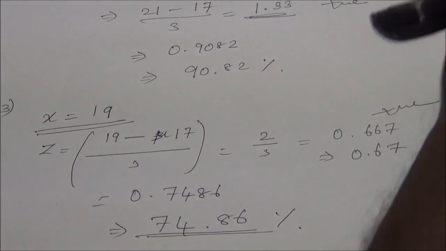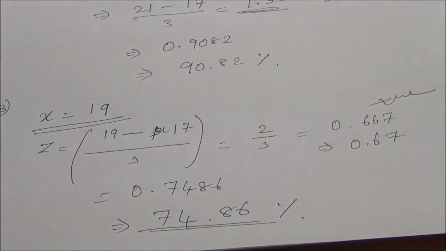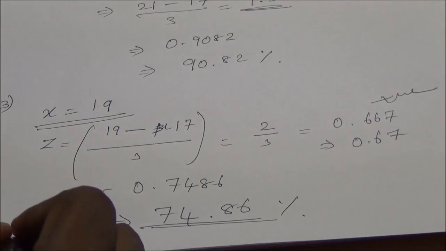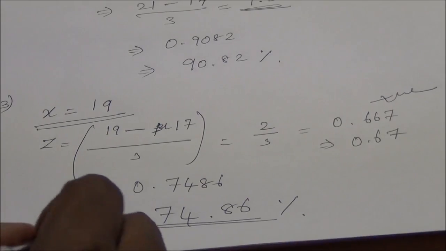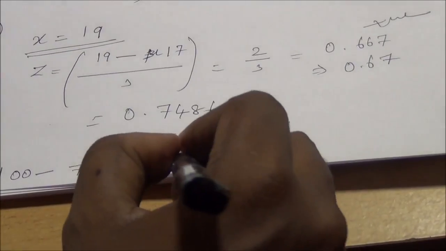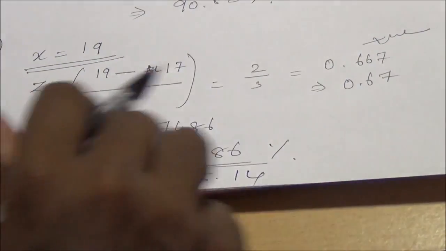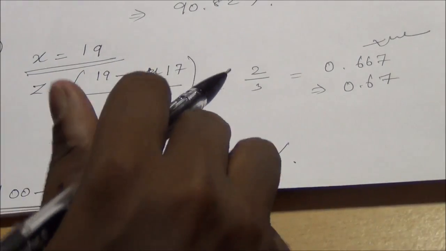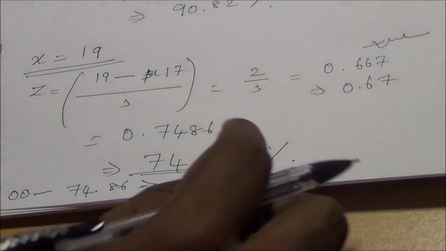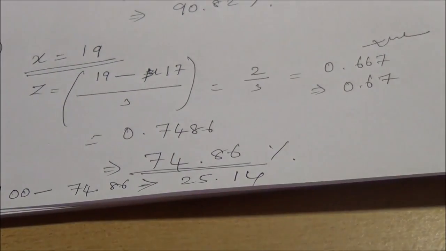And what they have asked is the probability that the completion time is not 19. So what you can do is subtract it from 100%, 100 minus 74.86. The result is 25.14. The total probability is 1, or you can subtract 1 minus 0.7486, you will get 0.2514. Or you can subtract from 100 and you will get the result.